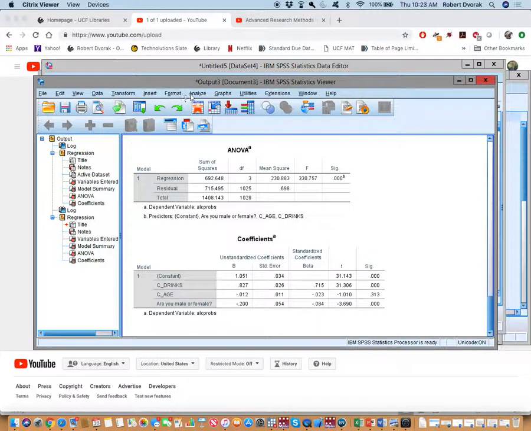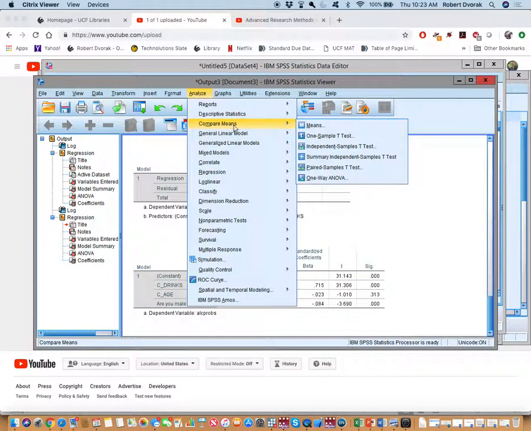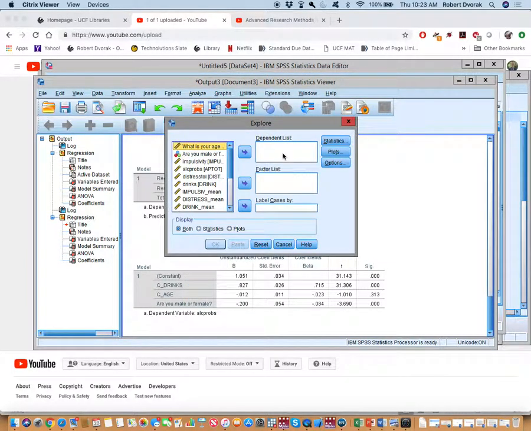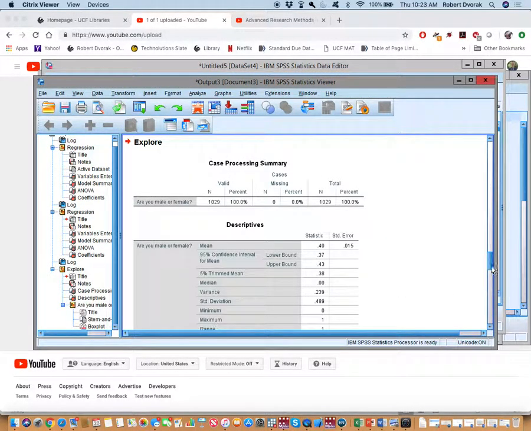sex. So let's go real quick. Analyze, descriptives, explore, sex, throw it over here. Okay.